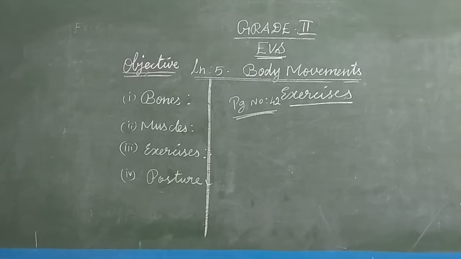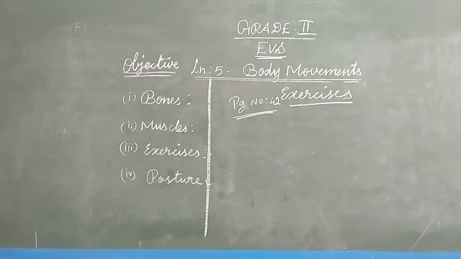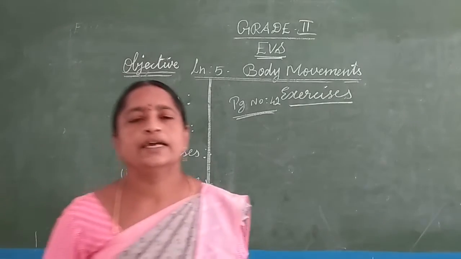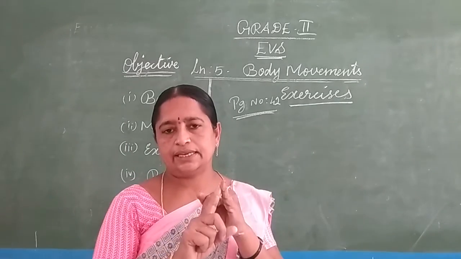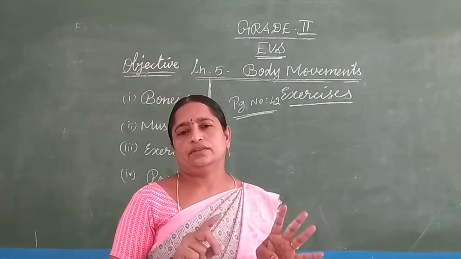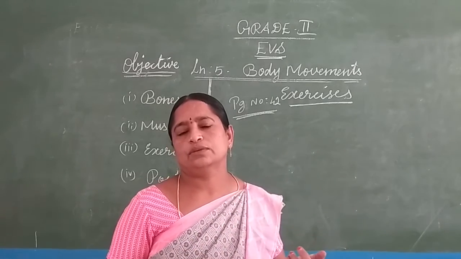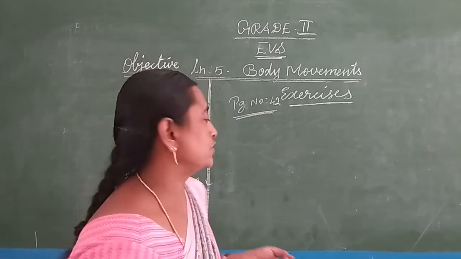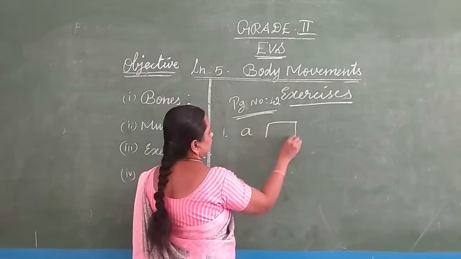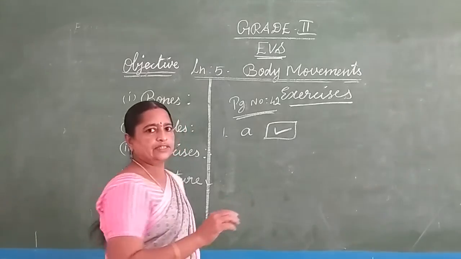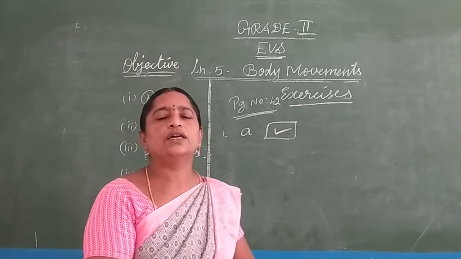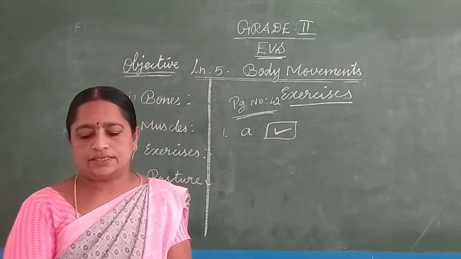Which one will cover the bones and muscles in our body? There are four options: skin, hair, skeleton, joint. Which is covering our bones and muscles? Yeah, very good. The first question, the answer is the skin. The skin covers the bones and muscles.